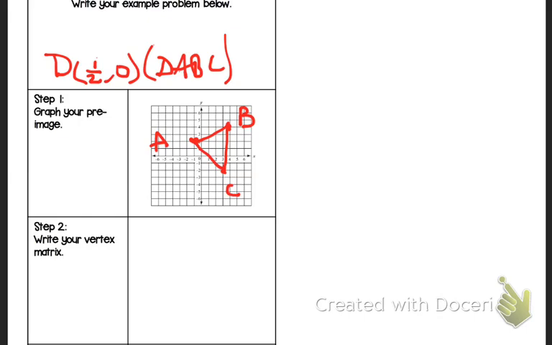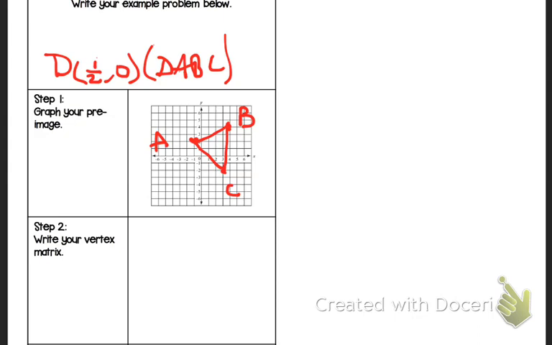Okay, last thing we're going to do is the dilation. So we're going to do the same triangle ABC. So the same coordinates, negative 1, 2 for A, B is 4, 4, and C is 3, negative 2. And we're going to dilate it by a half. And just like our rotations, our dilations are all going to be centered at the origin. So it's going to be getting larger from the origin or shrinking towards the origin.